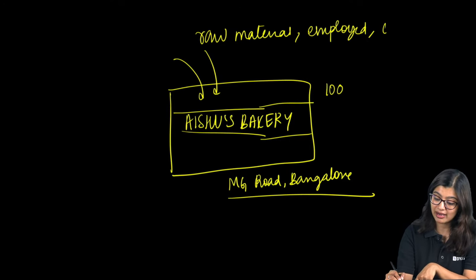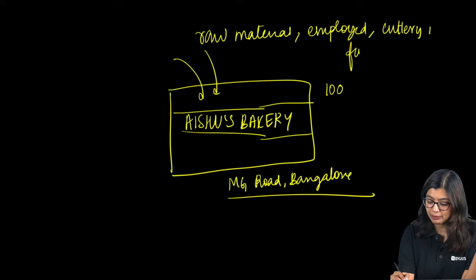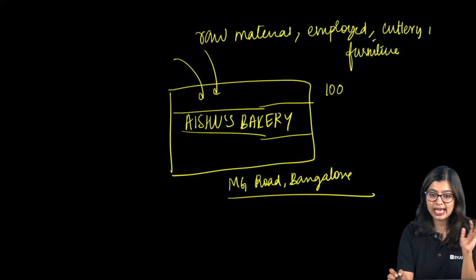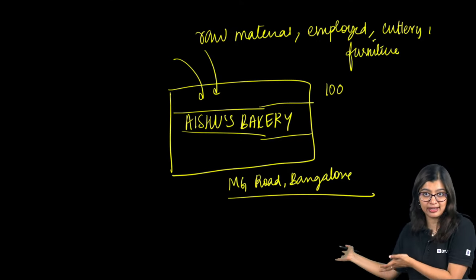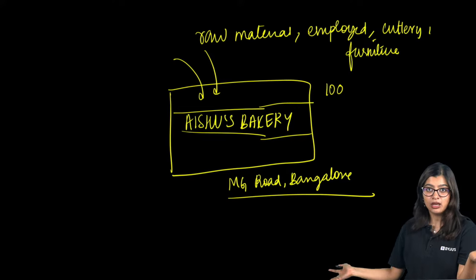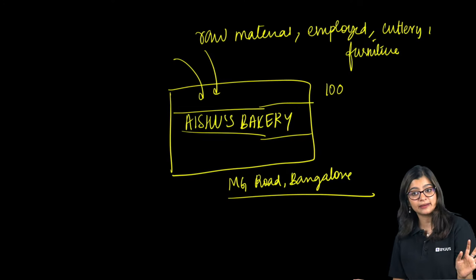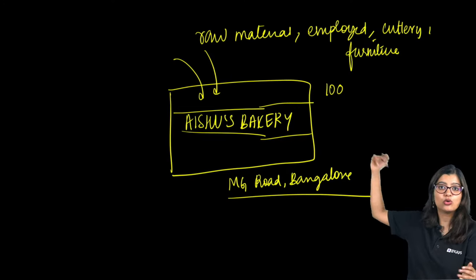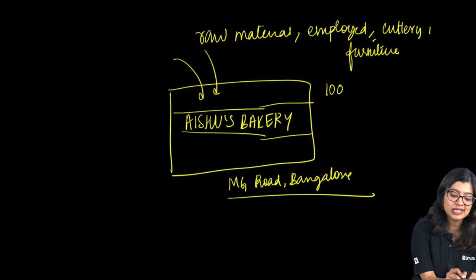I will also require cutlery, right? I need furniture so that people can sit in my bakery. Yes, I require a lot of things to set that bakery up in the first place. Now, I might not have that money. I may not have so much money to do all of this. But if I go to somebody who has that money, right?